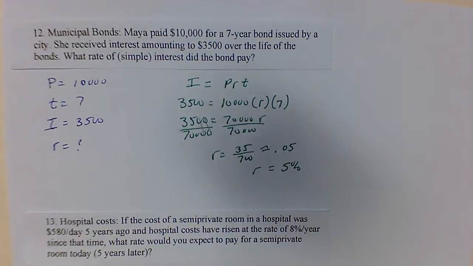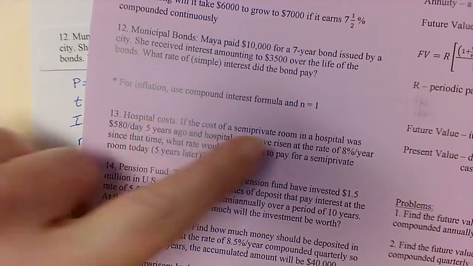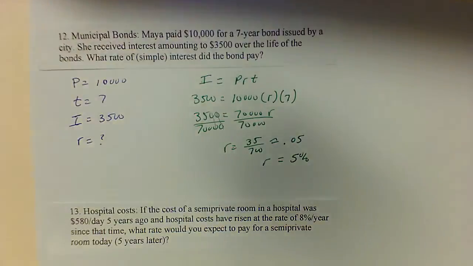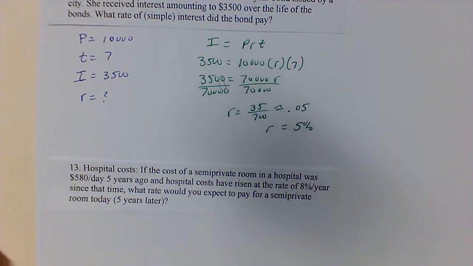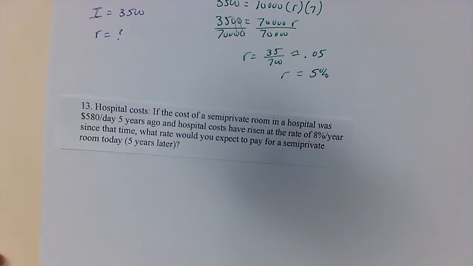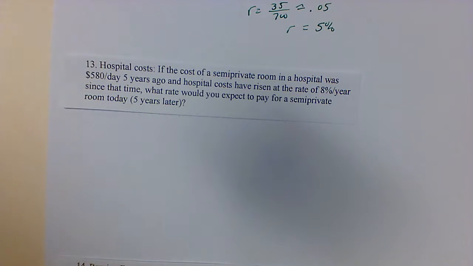Now, a quick note on your handout underneath this problem. It says for inflation, use the compound interest formula and n is equal to 1. So there's a little note there. All right, so number 13, the hospital costs. If the cost of a semi-private room in a hospital was $580 a day 5 years ago, and hospital costs have risen at the rate of 8% per year since that time, what rate would you expect to pay for a semi-private room today, meaning 5 years later?